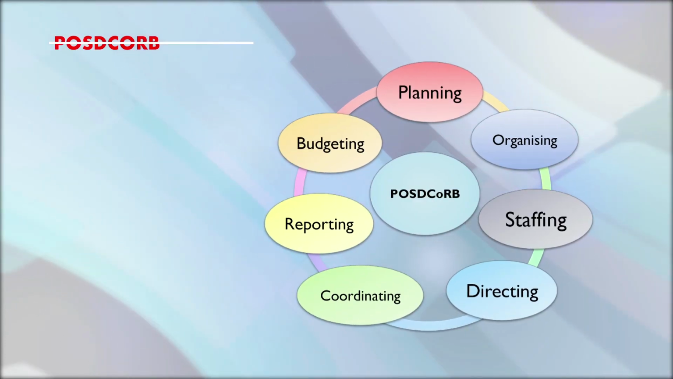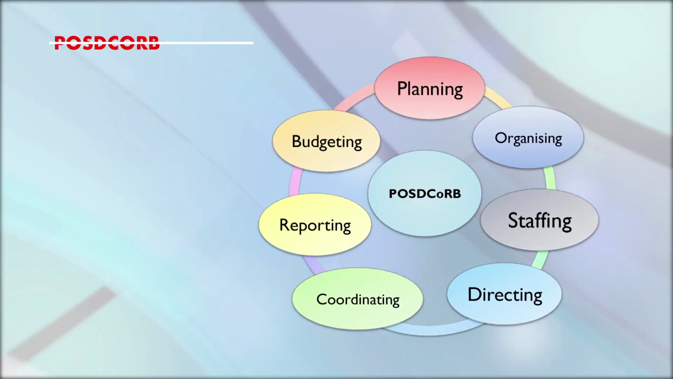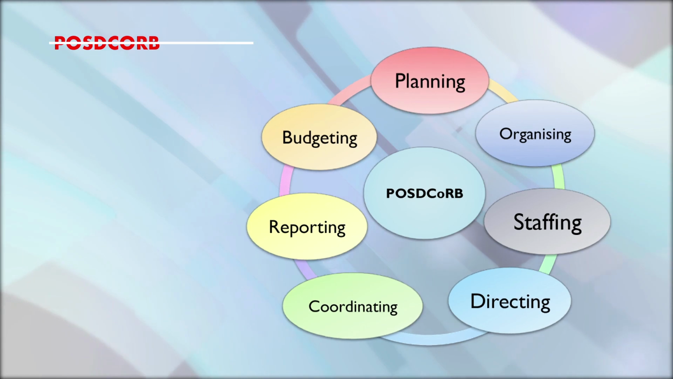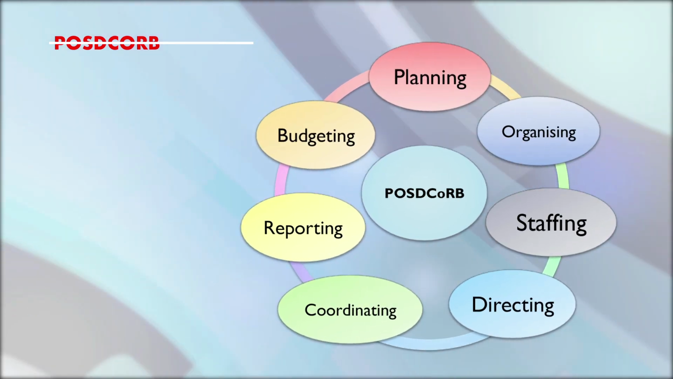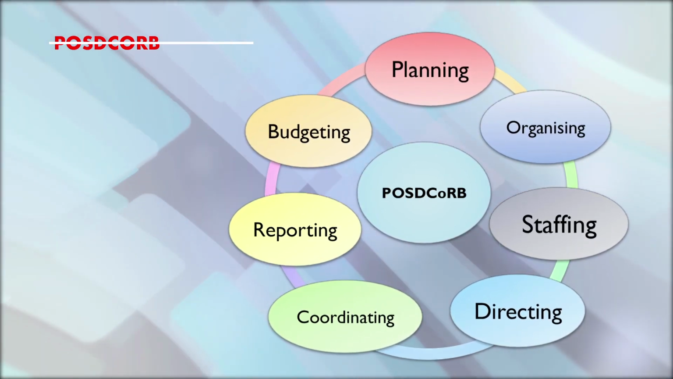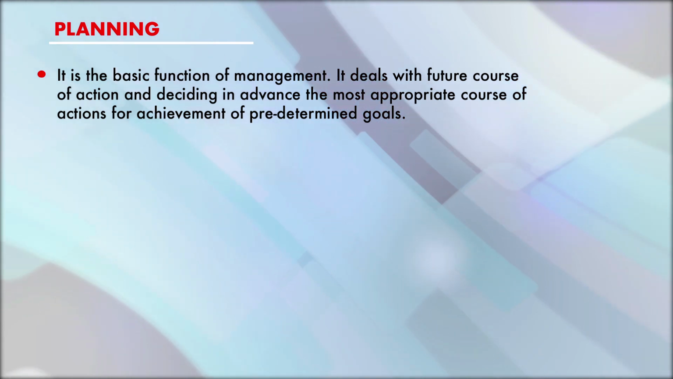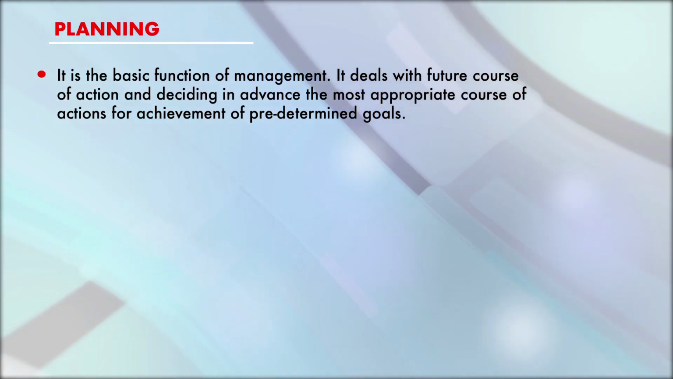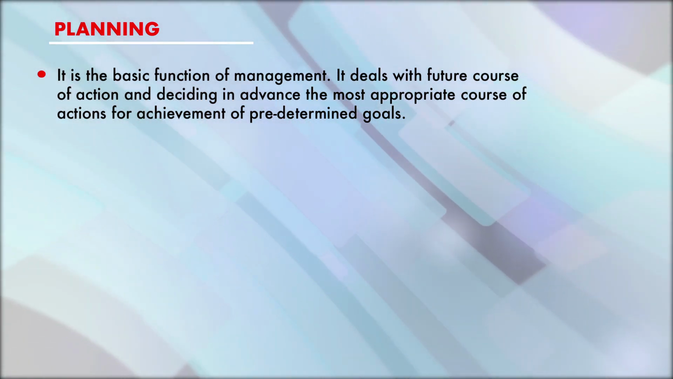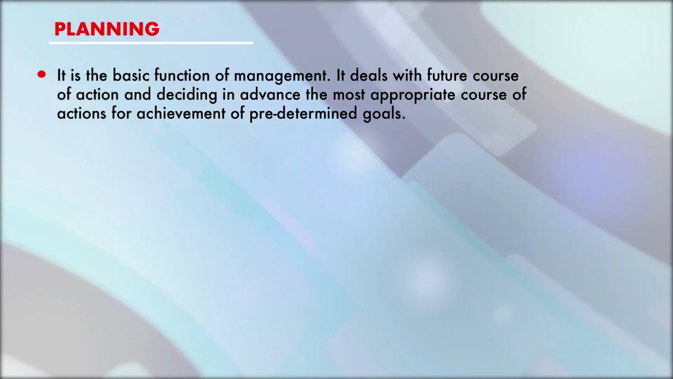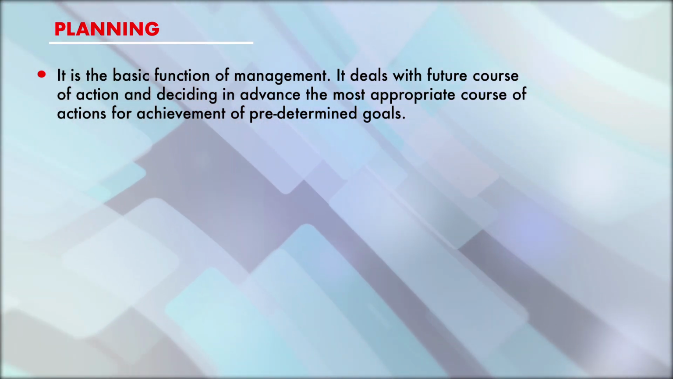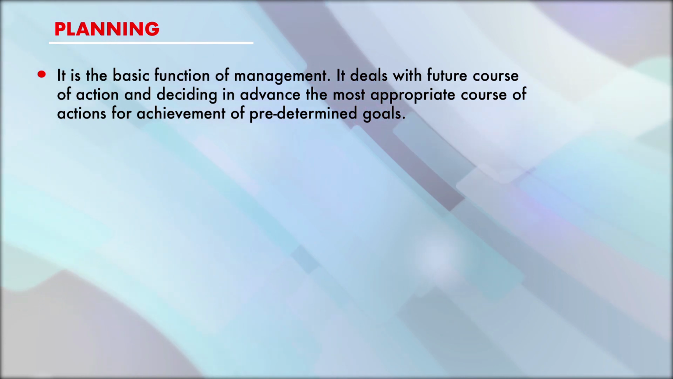Here P represents planning, O represents organizing, S represents staffing, D represents directing, C represents coordinating, R represents reporting and B represents budgeting. So, starting from the planning function. As we know, planning is very necessary for any organization. Planning means to think in advance, to make a plan before starting any work or before doing anything. So, planning is the basic function of management.